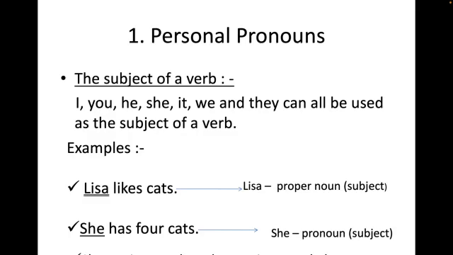Sharma is a good teacher. He is a good player. Again, we can change out the proper noun for a pronoun such as he or she or I, you, it, we, and they.